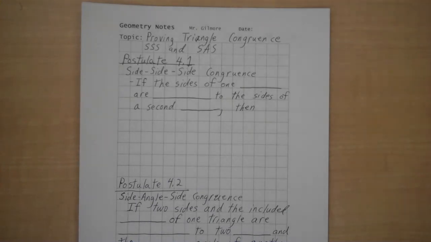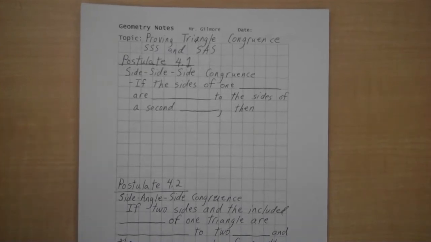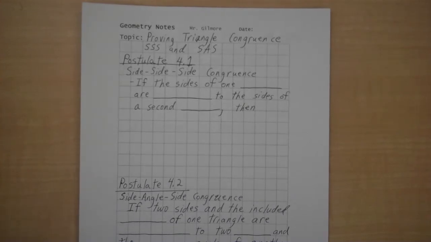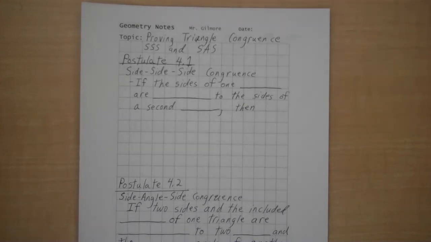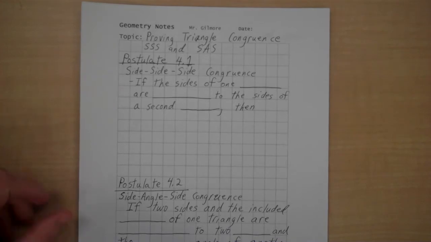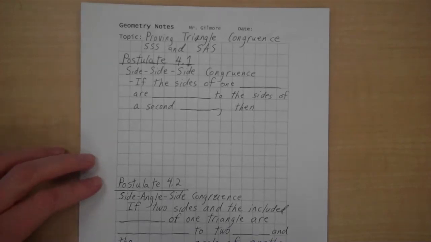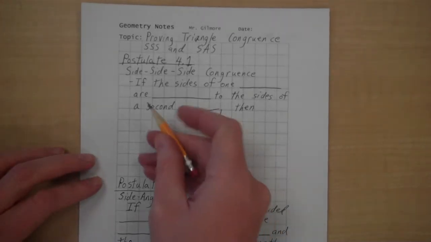Alright, we are in geometry. We are proving triangle congruence. We have two postulates. One is called the side postulate, and one's called the side angle side postulate. And the first thing I want to do is get those two things defined. Side postulate.